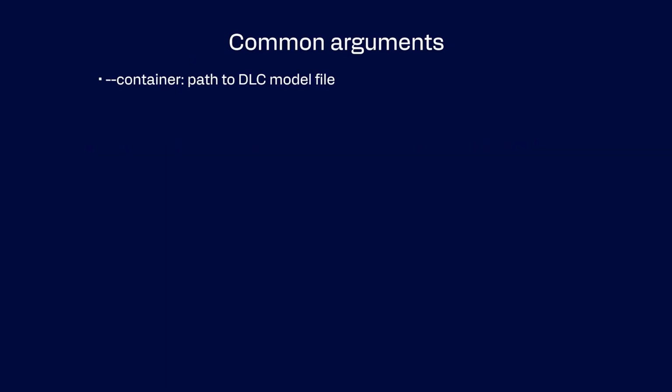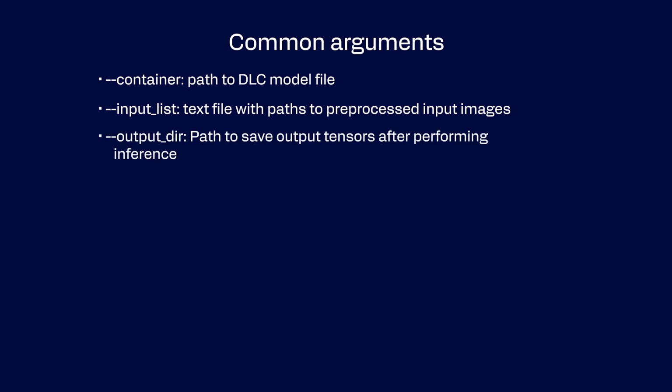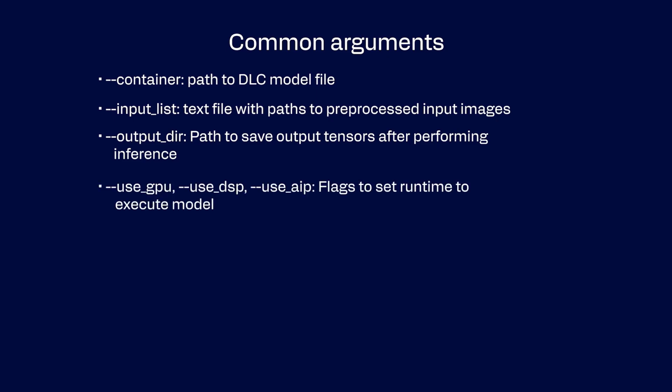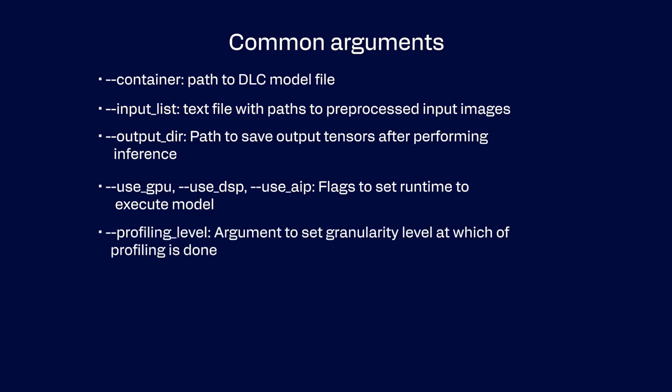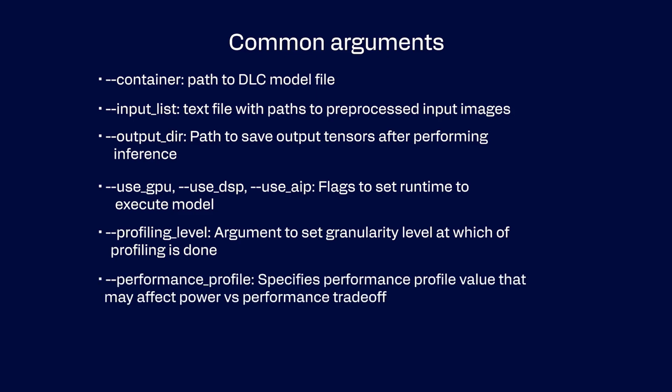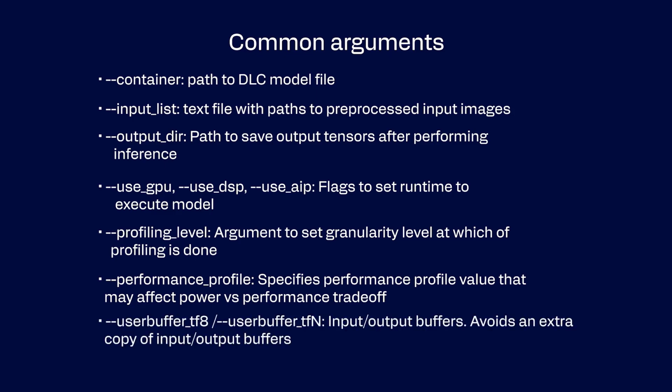Common arguments to the snpe-net-run tool are: container is the path to the DLC model file, input_list is a text file with paths to pre-processed input images, output_dir is the path to save output tensors after performing inference. use_gpu, use_dsp, use_aip are flags to set the runtime to execute the model. profiling_level is the argument to set the granularity level at which profiling is done. performance_profile specifies the performance profile value that may affect the power versus performance trade-off. userbuffer_tf8, userbuffer_tfN provide input-output buffers and avoid an extra copy of input-output buffers.